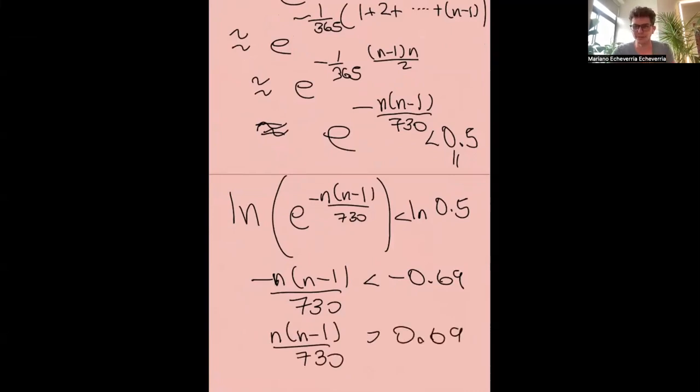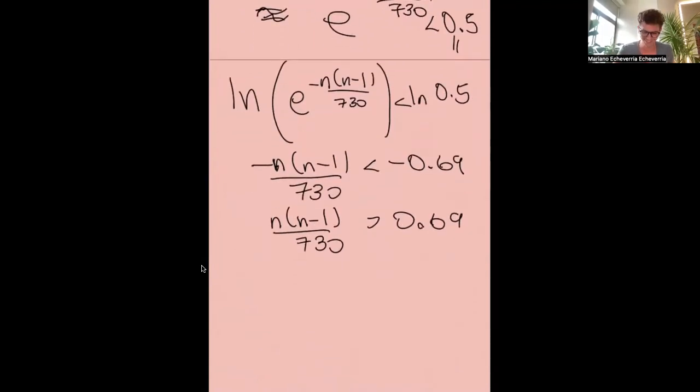And then you solve this inequality on Wolfram Alpha, and you put n times n minus 1 over 730 is greater than 0.69. If you put that in Wolfram Alpha, you get that n starts at 23. It's actually n greater than or equal to 23 in Wolfram Alpha. I can actually show you that so that you believe me.